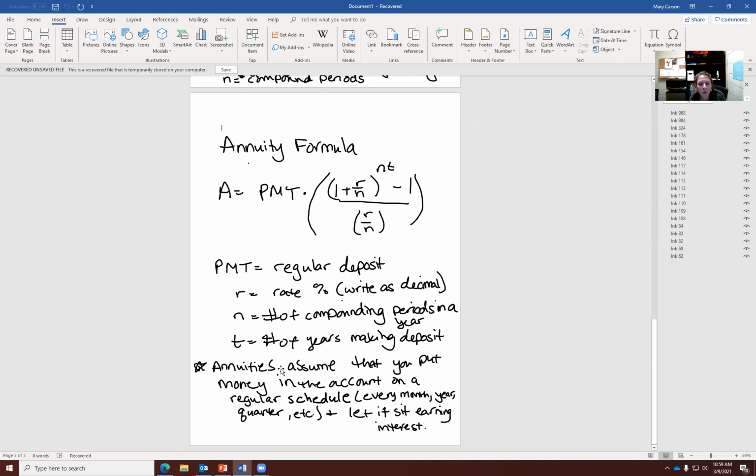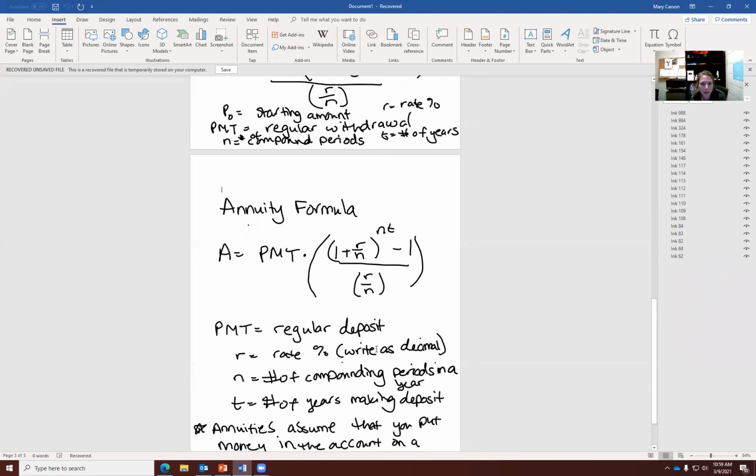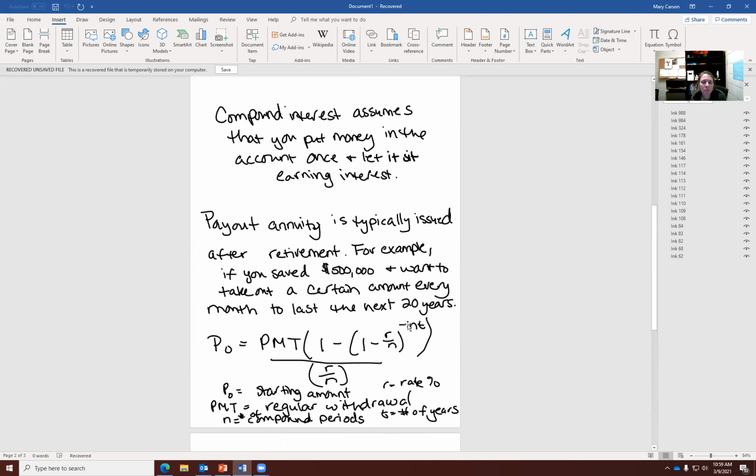And again, annuities assume that you put money into an account on a regular schedule, so every month, every year, every quarter, and you're going to let it sit there and earn interest. Whereas with compound interest, you're assuming that you're putting money in the account one time and then you're going to let it sit there.